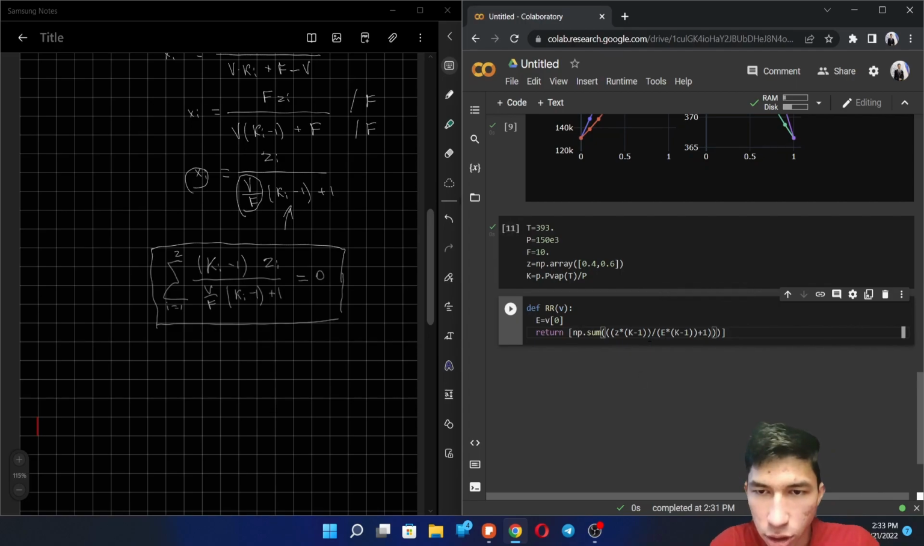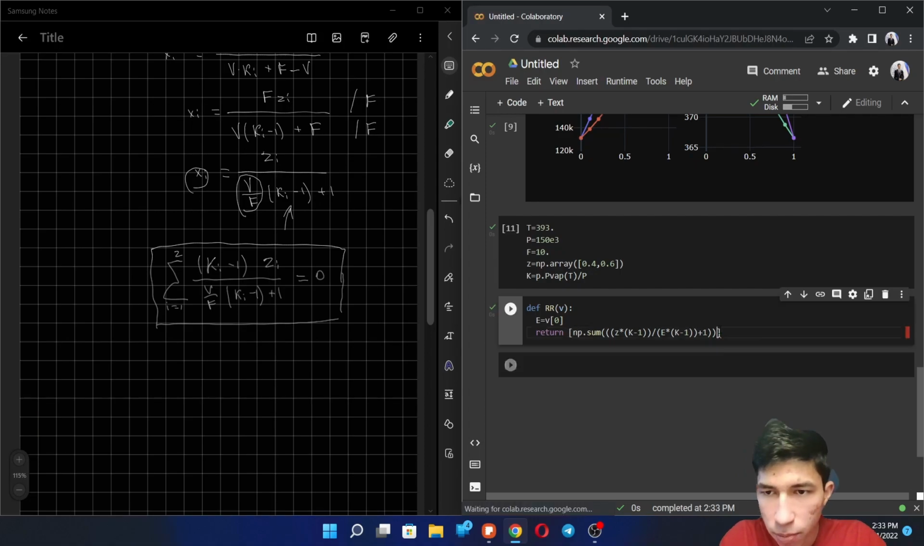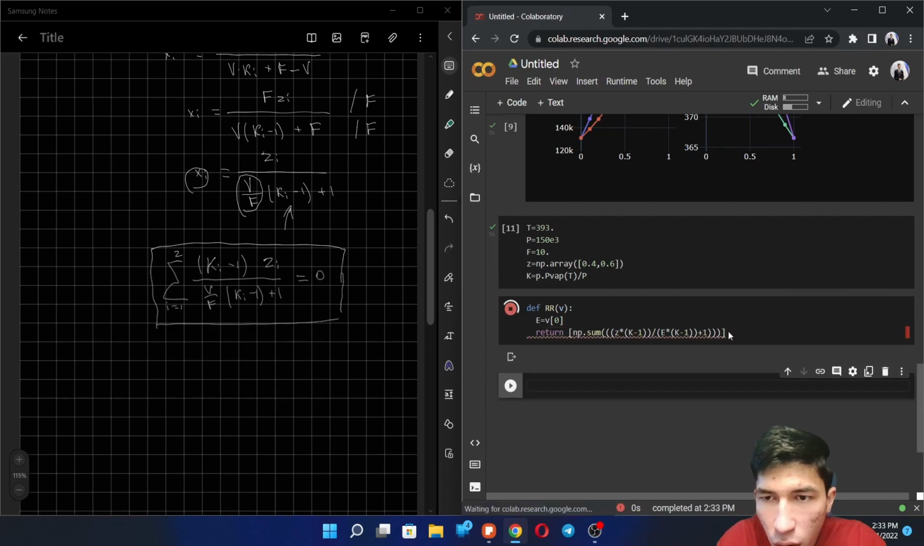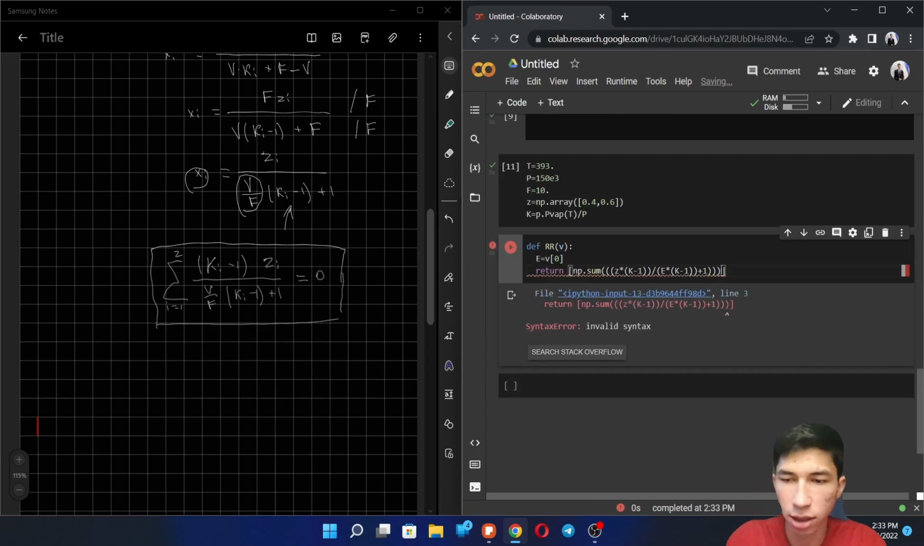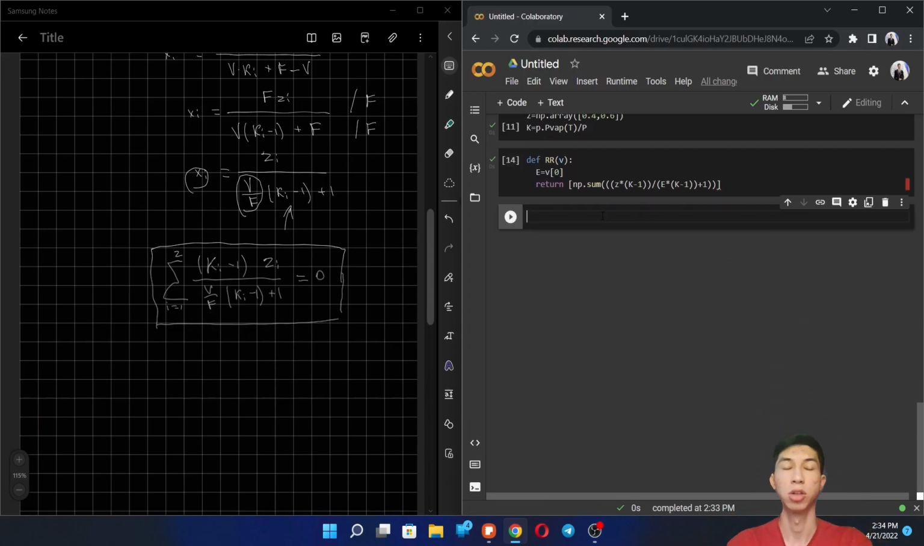Let's check the equation. There are so many brackets, I should make sure that there are no errors. Now it says invalid syntax. I think we have one more bracket right here. Now we can use our root solver, and that's going to be our value of E.